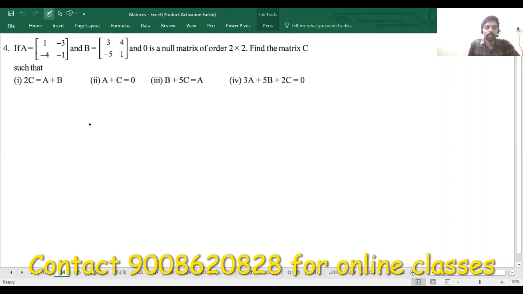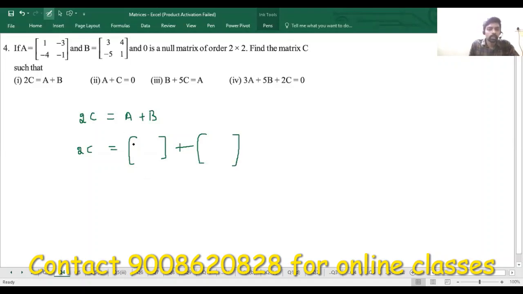Guys, I'll do subquestion 1 first. See, subquestion 1, can you write the equation, guys? The equation is 2C equals A plus B, correct? Now the question is, we need to find out the value of matrix C. So I'll keep 2C as it is. Now in place of A, I will write A matrix plus in place of B, I will write B matrix.